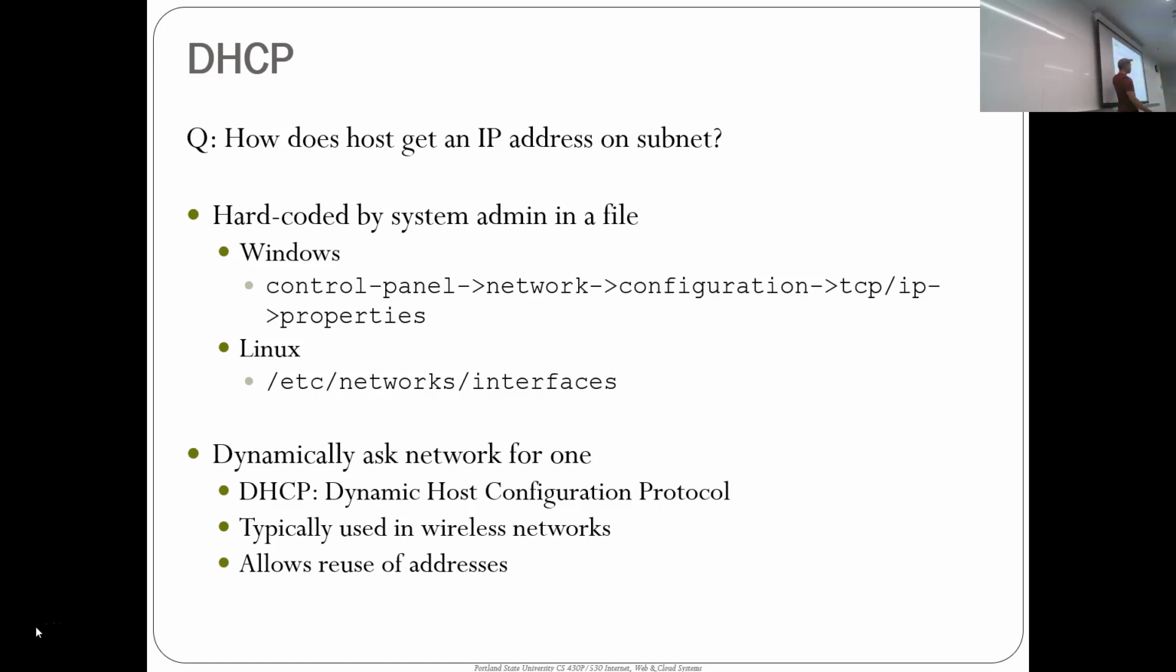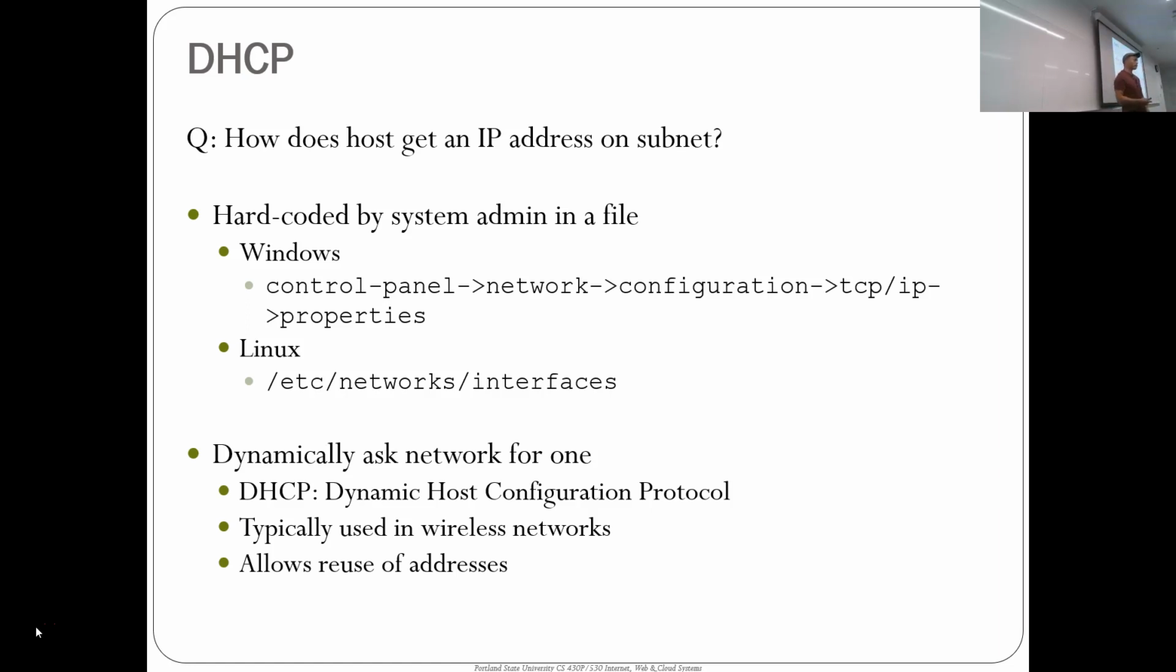Like on Windows, you can hard code your network information if you've been given it by your administrator. Or on Linux, you can edit this file and you can statically specify your machine parameters, the IP address, the subnet mask, the default router, the default DNS server. All of this stuff can be done manually, hard-coded in a file.